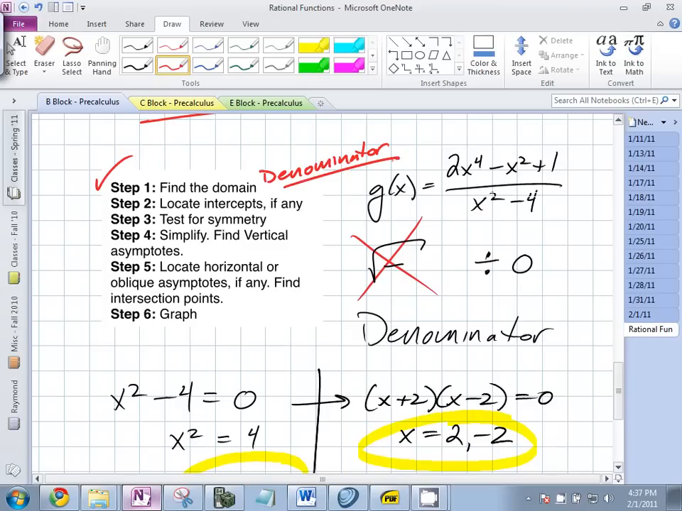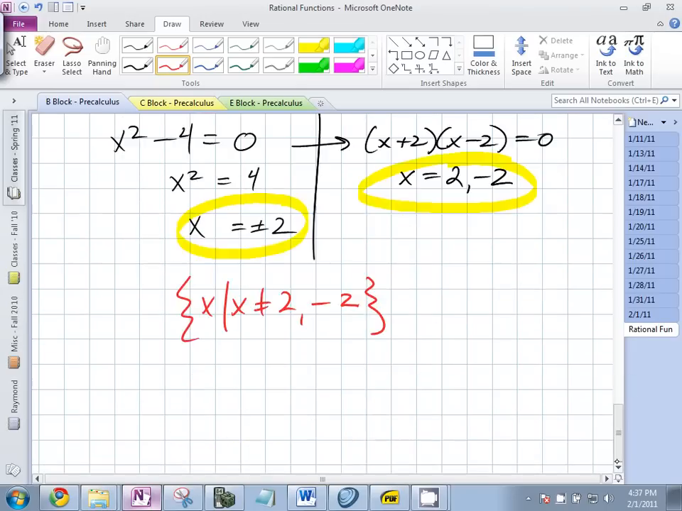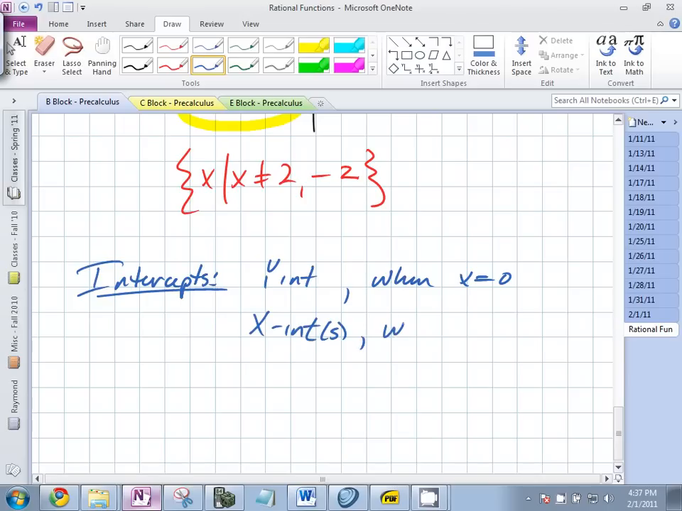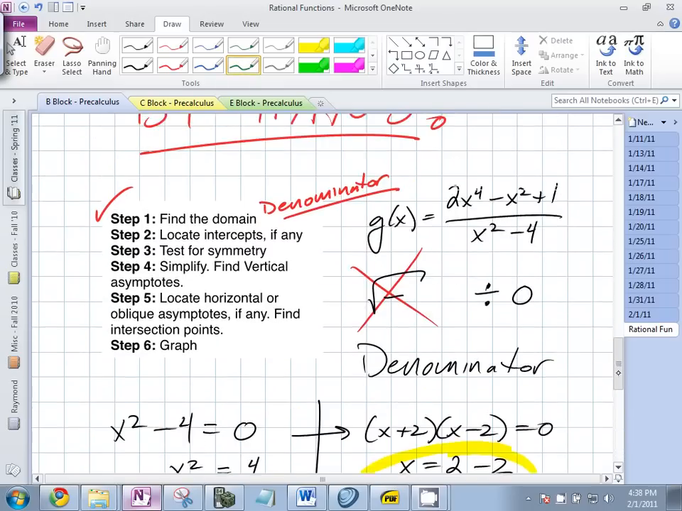Next, we're going to try to locate the intercepts. There are 2 types of intercepts. The y-intercept, if there is one, is when x is equal to 0. And the x-intercepts, there can be as many as you want, there can be many of them, when y is equal to 0. Generally speaking, the y-intercept is easier to find. Let's take a look at our function right here.